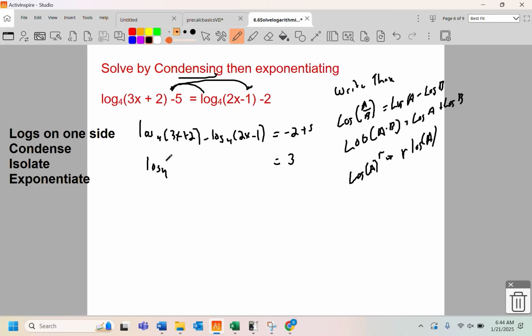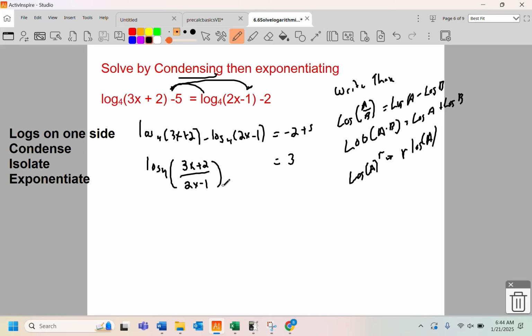To condense, we do division. Sorry, if a logarithm is positive, its argument is in the numerator. And if a logarithm is negative, its argument is in the denominator. So this is what we have, all right? Now we're going to go through the process of exponentiating.